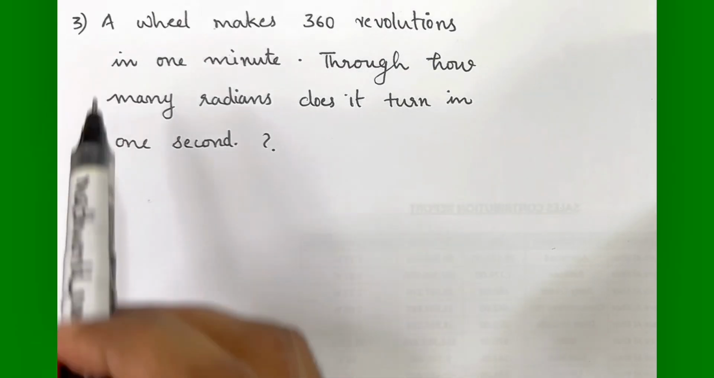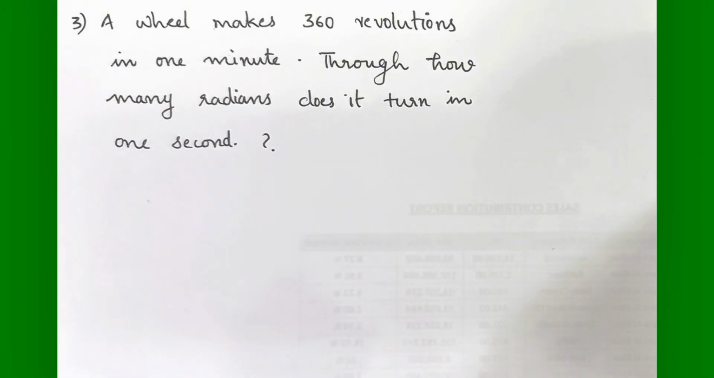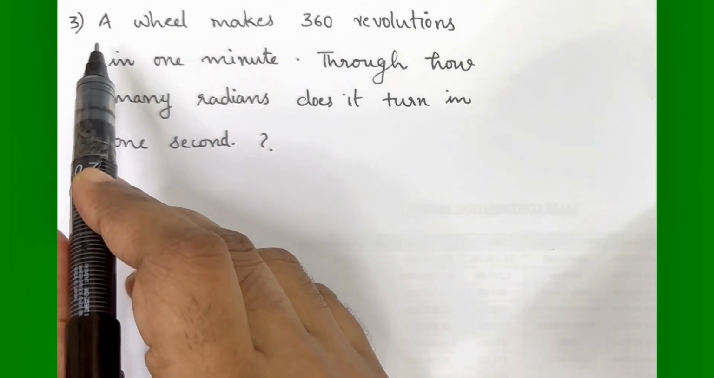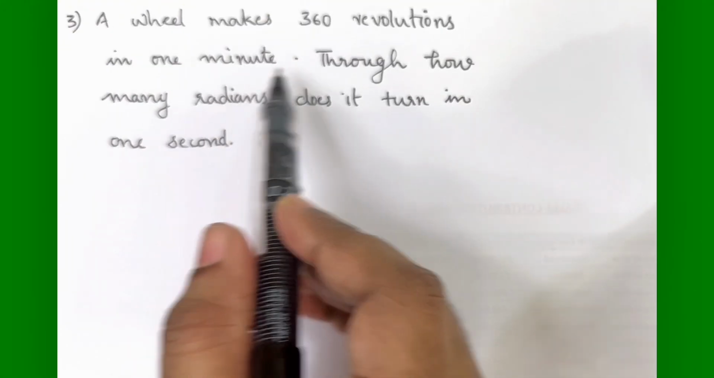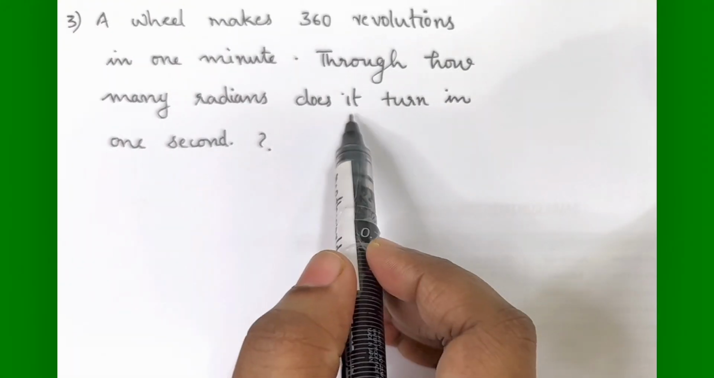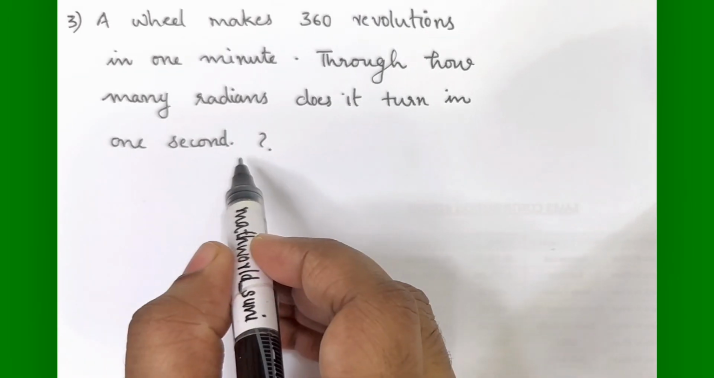Hi everyone. In this video, we are going to discuss the textbook exercise questions from the chapter Trigonometry. This is exercise 3.1, question number 3. The question given is, a wheel makes 360 revolutions in 1 minute. Through how many radians does it turn in 1 second?